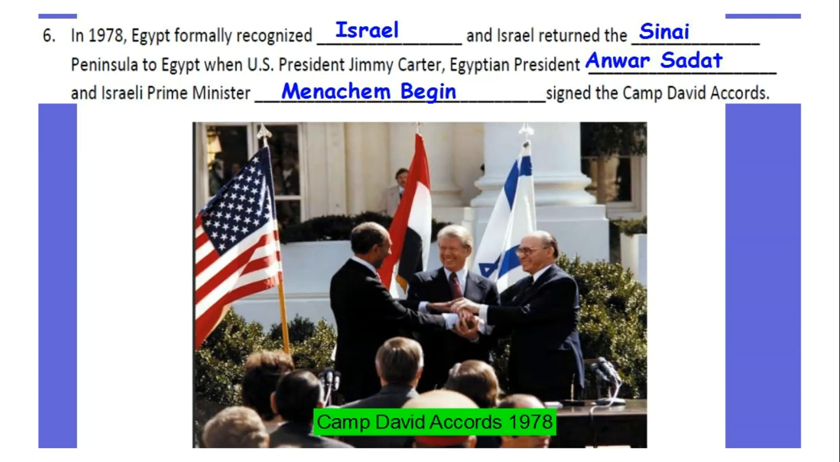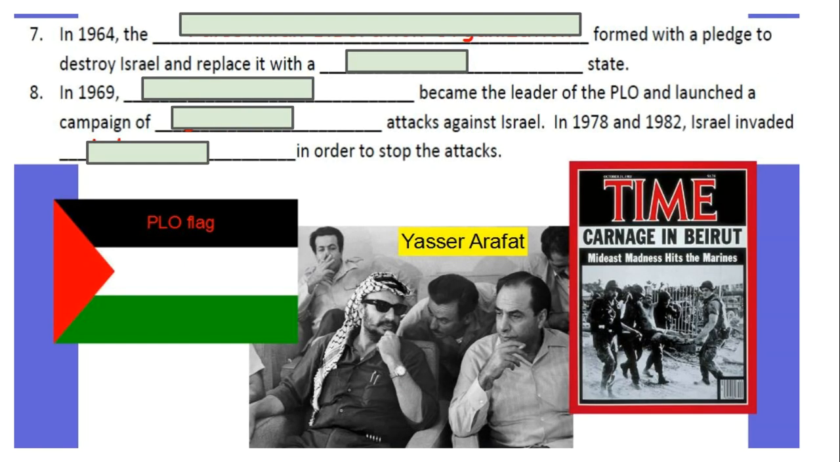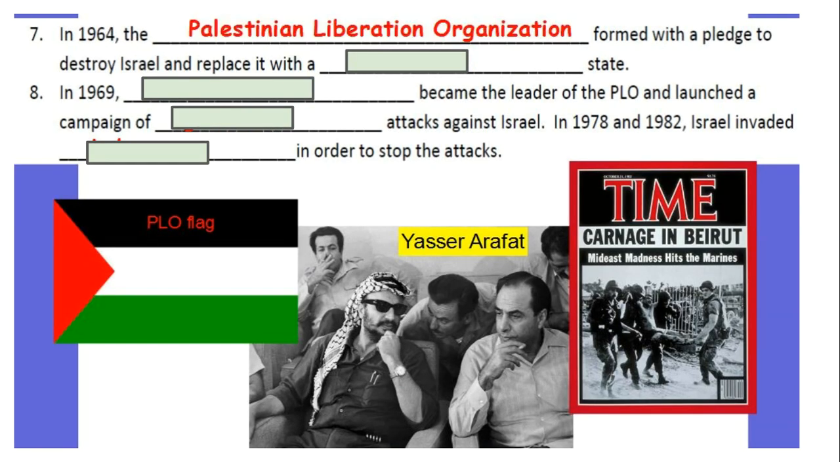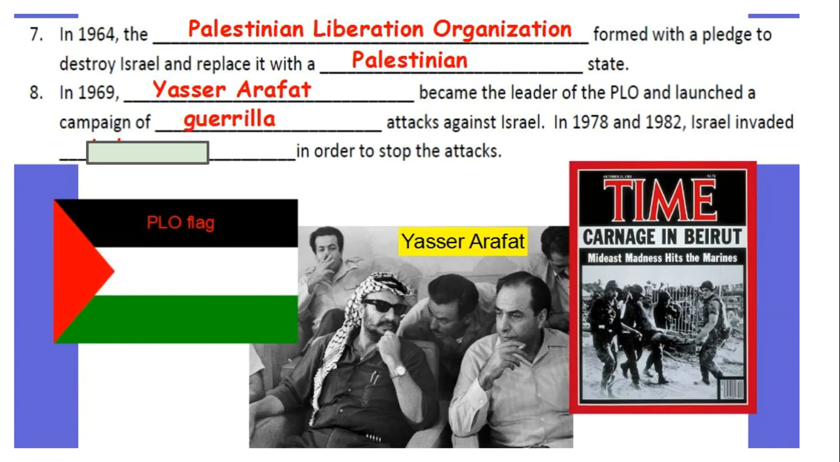In 1964, the Palestinian Liberation Organization, also known as the PLO, was formed, and they pledged to destroy Israel and replace it with a Palestinian state. In 1969, Yasser Arafat became the leader of the PLO and launched a campaign of guerrilla attacks against Israel. In 1978 and again in 1982, Israel invaded Lebanon in order to stop these attacks.